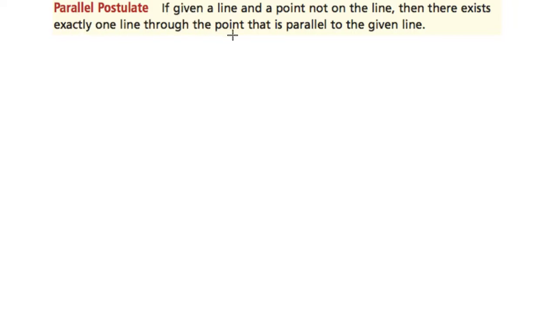So this first one is called the parallel postulate. It says that given a line and a point not on the line, there exists exactly one line through the point that is parallel to the line. So if I'm given a line, here's my line, and here is my point, big point. We can draw an infinite amount of lines through that point.